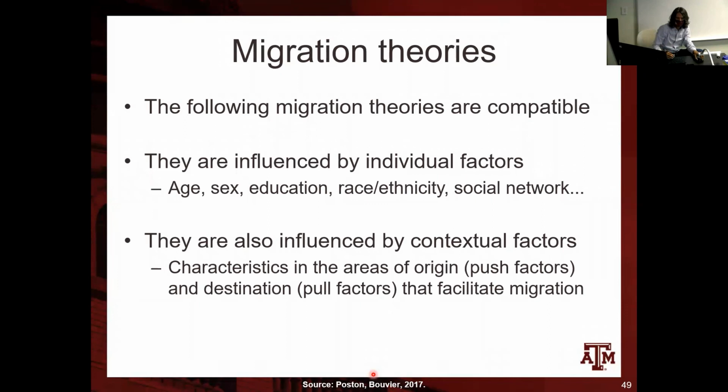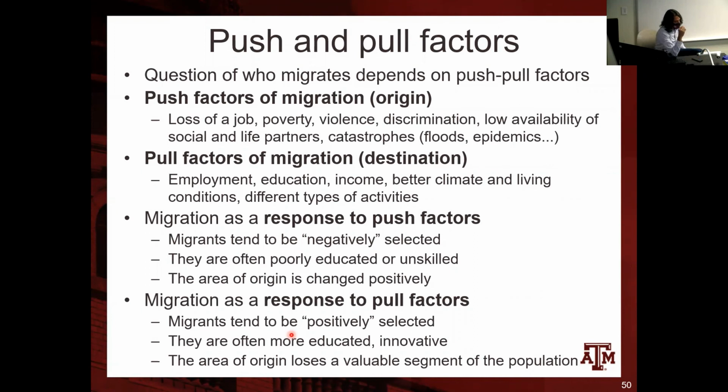Migration is influenced by individual factors, age, sex, education, race, ethnicity, social network, but also by contextual factors, by differences between the areas of origin and destination, right? A major theory that's discussed in migration, that tries to explain why people migrate, is this framework of push and pull factors. There are factors in the area of origin that make me get out of those areas. There are some factors in the area of destination, these pull factors, that attract me to these areas of destination.